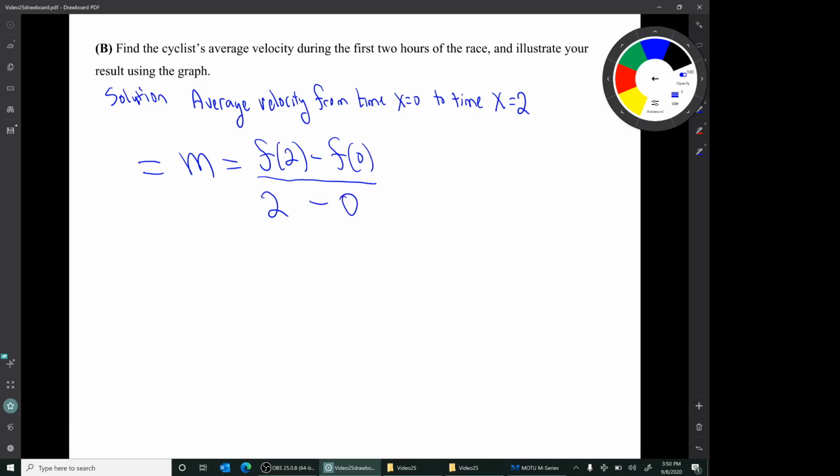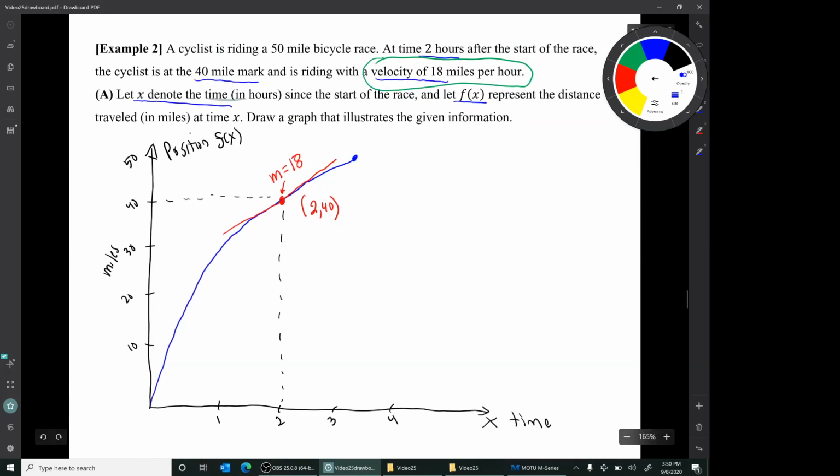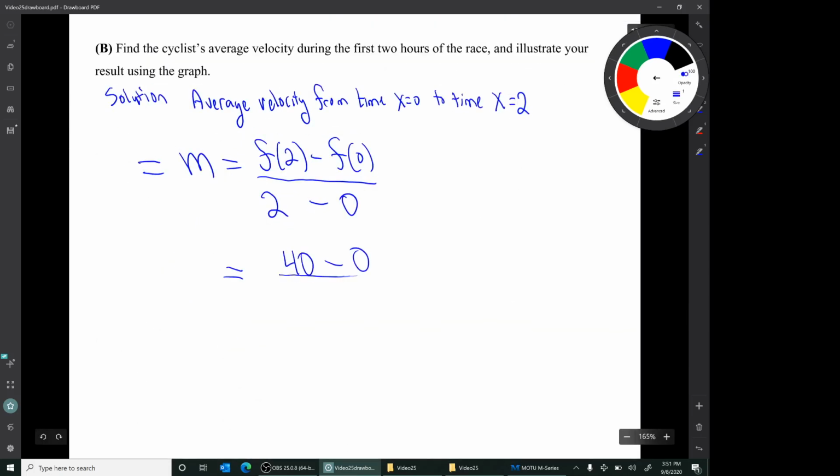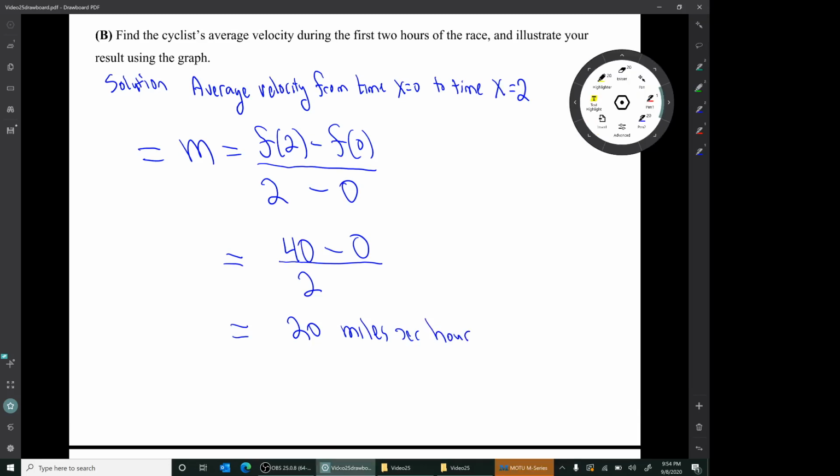Now let's go up and look at our data. F of 0 is 0. At time 0, the position is 0. F of 2 is the number 40, because at time 2 hours after the cyclist has started the race, the position is 40 miles. So the cyclist's average velocity is just what we already knew intuitively, 20 miles per hour. Now the question is, how do we illustrate this result using the graph?